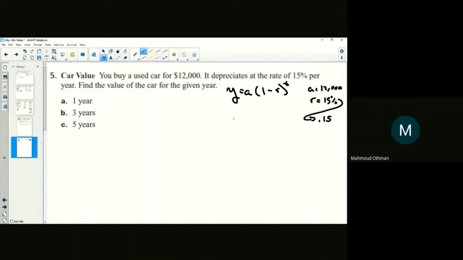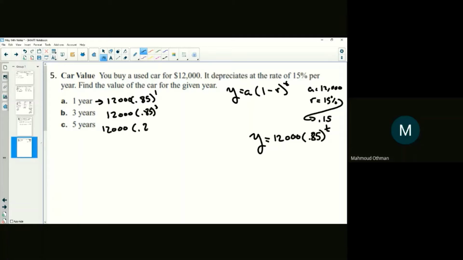Now I input my values in, and therefore I get y equals 12,000 times 0.85 to the t. Now I just plug it in. So for this one, I will get 12,000 times 0.85 to the 1, 12,000 times 0.85 to the 3, 12,000 times 0.85 to the 5th power.